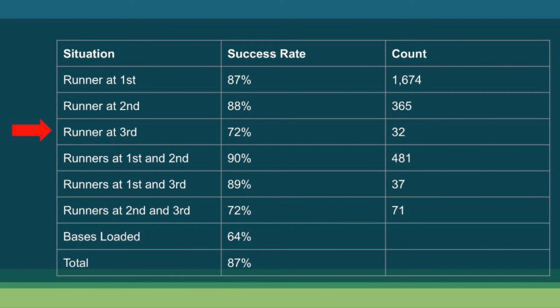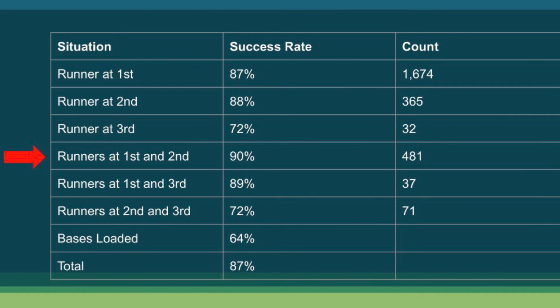A runner at third, this isn't as common, and it doesn't have as high of a success rate. It has a 72% success rate. When you have runners at first and second, this is a really good success rate because the defense is going to want to try to get that out at first. They're not going to be really worried about the out at third, and you can try to push bunt this towards first or even towards the pitcher to try to get everybody moved ahead one base. That has a 90% success rate again.